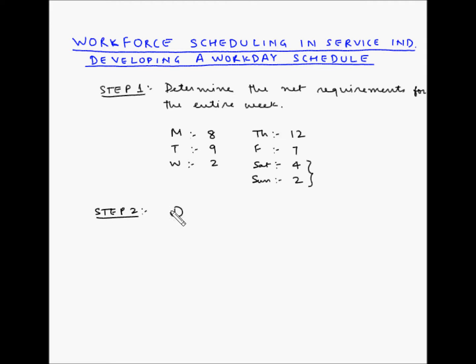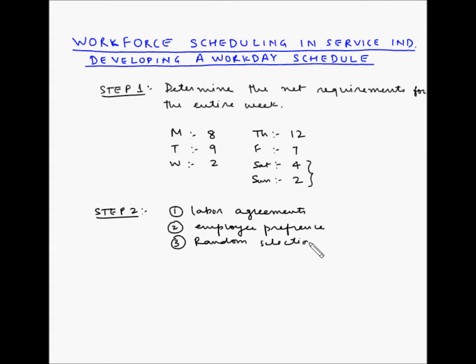So first can be labor agreements. Second could be that you can ask the employee's preference. And third could be that you can give any arbitrary day off to the employee. So third is random selection.